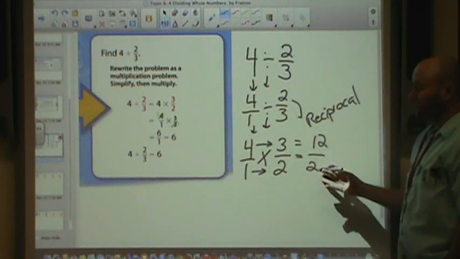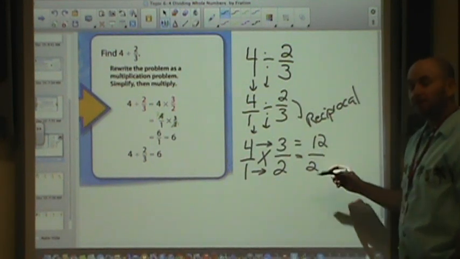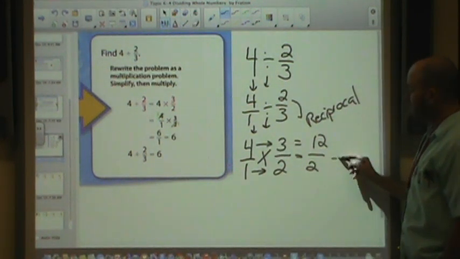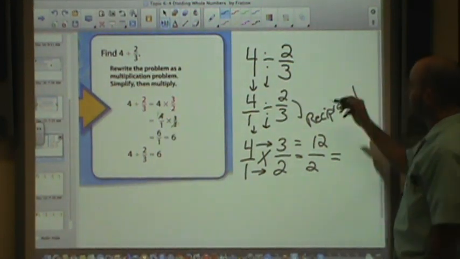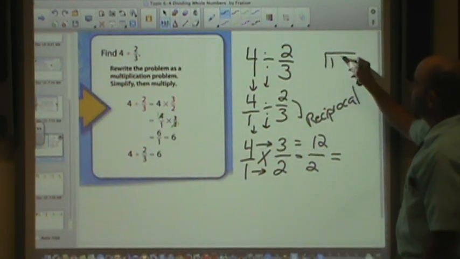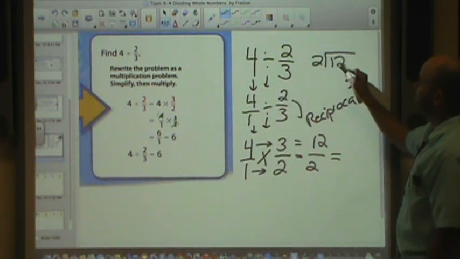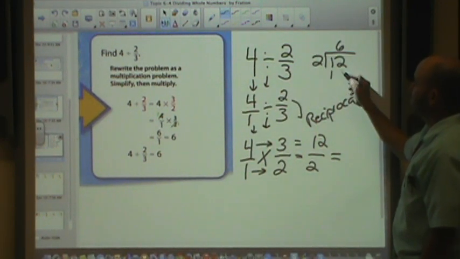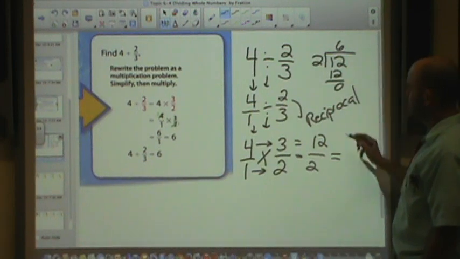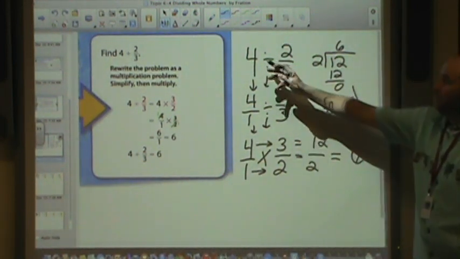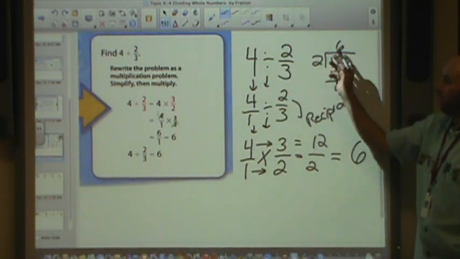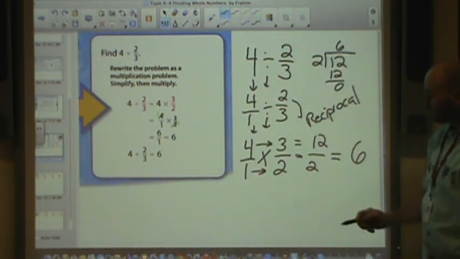Now, this is kind of neat, but we don't want to leave it as an improper fraction. We want to convert it to a whole number or mixed number in 6th grade. So we would take 12 and divide by 2. 2 will go into 12 6 times, and that gives us an even number of 6. So this equals 6. So 4 divided by 2/3 equals 6.